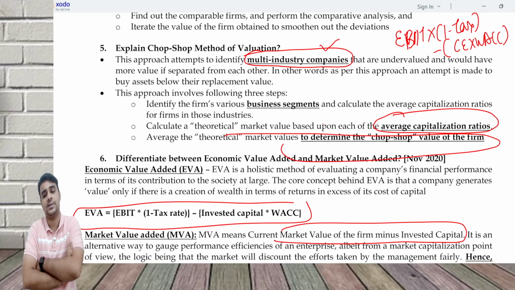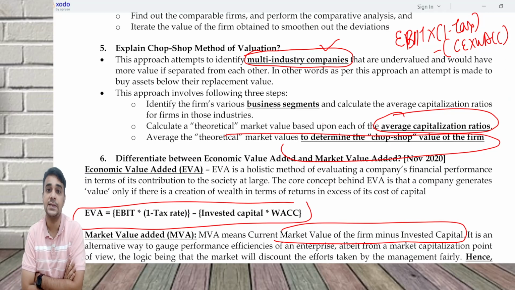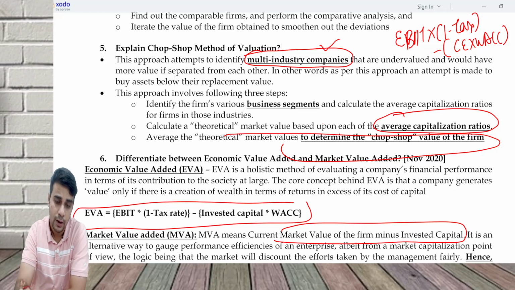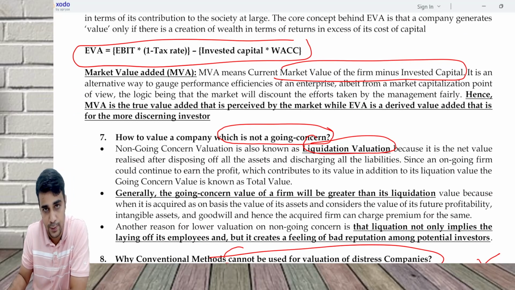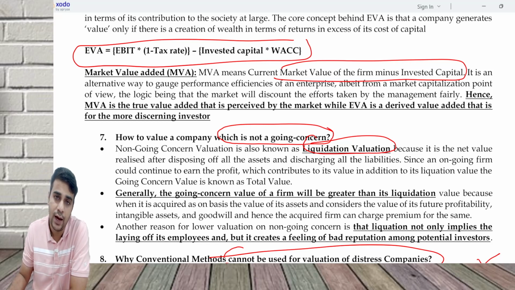EVA is the excess return generated after meeting the expectation of the providers of capital. MVA is the excess value of the firm as compared to the book value of the firm. How to value a company which is not a going concern? In case you are not a going concern, then you have to go through something called a liquidation valuation approach. You will value the entity based on liquidation value, which is basically by selling all the assets and settling off all the liabilities. The liquidation value will be lower than the going concern value because one, there's a bad reputation. Second, there are no future profits which are getting generated.